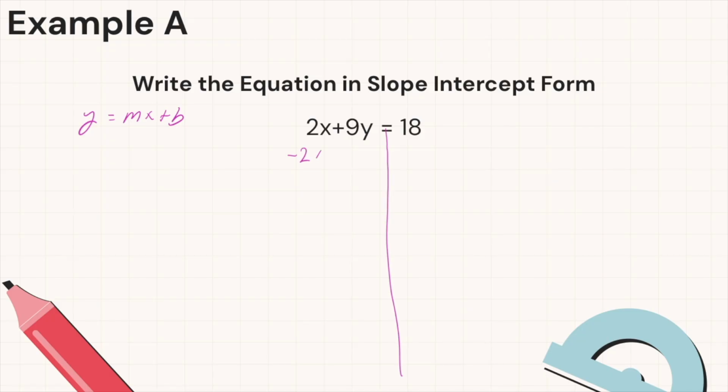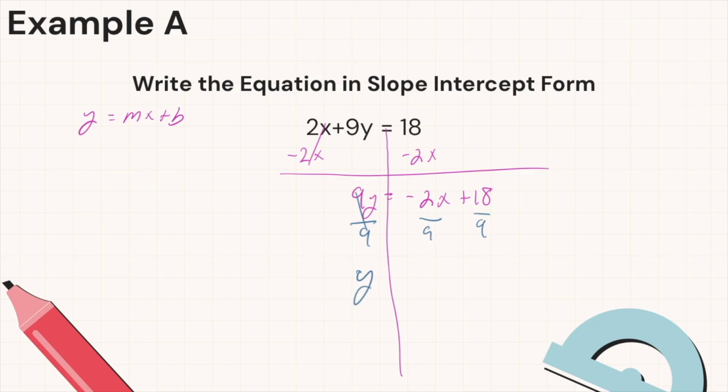We're going to subtract 2x from both sides because we're trying to get that y by itself. These are going to cancel, leave me with 9y. I can't combine 18 and negative 2x. They're not the same terms, so I got negative 2x plus 18. And then my last step is going to be to divide that by 9. So divide everything by 9.